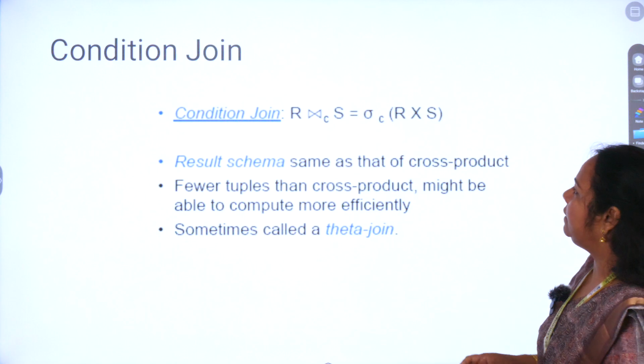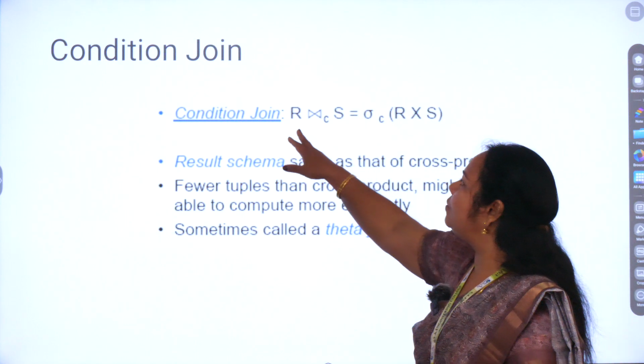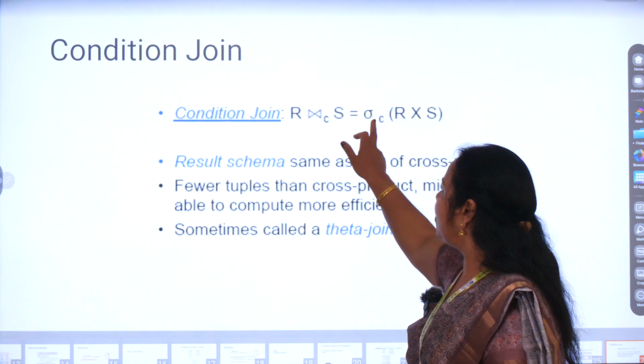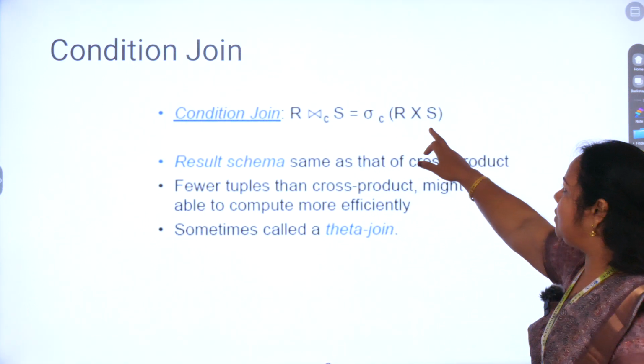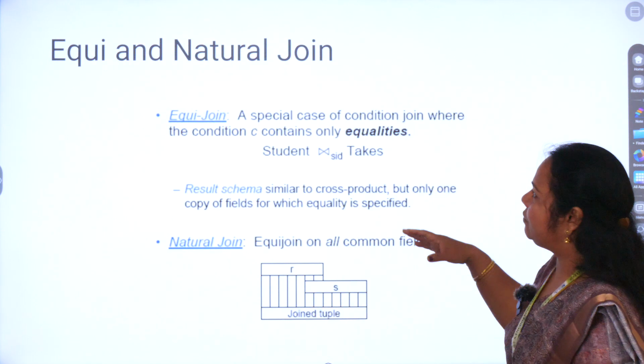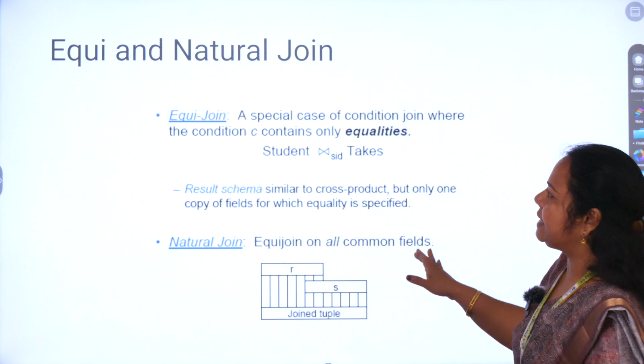So the conditional join is, here are two relations R and S. Conditional join is equal to sigma of C of R cross S. This we can use for the equi join and natural join. I will give the example for this.